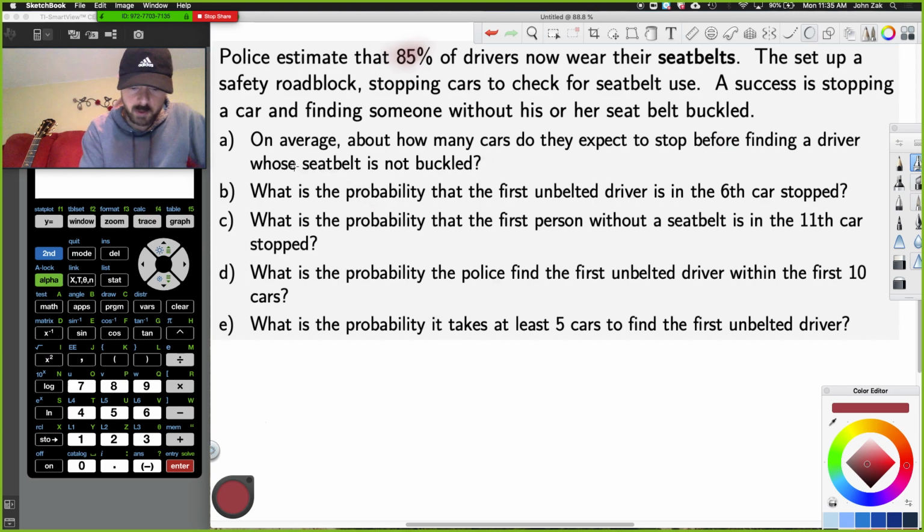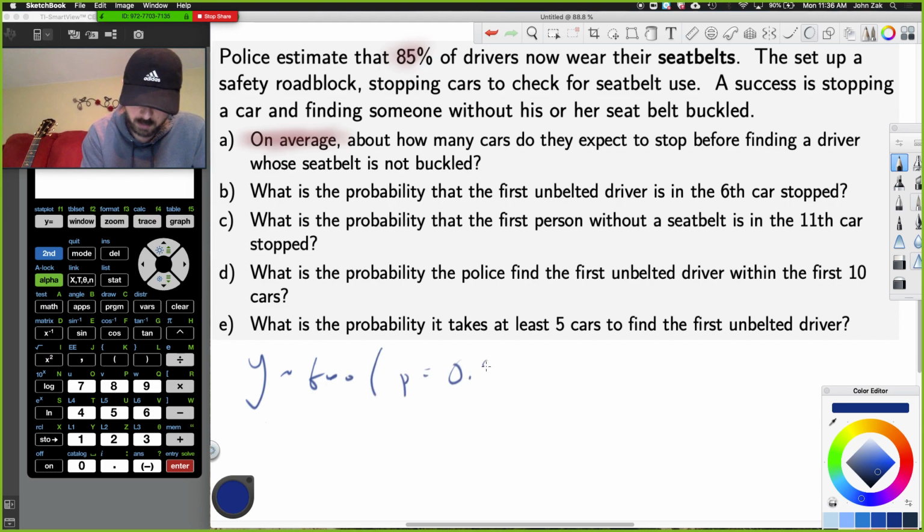So let's answer a couple of quick questions. On average, about how many cars do you expect to stop before finding a driver whose seatbelt is not buckled? Okay, so in this case, notice that I'm looking for the number of trials to my first success. So I'm going to define my variable. I like using y for geometrics. You don't have to. But I'm going to say y is a geometric random variable where the probability of success is 0.85, right?